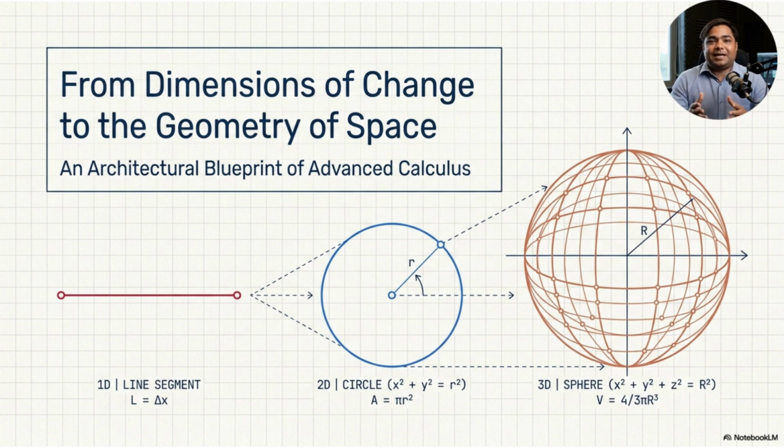Third, in three dimensions, we have a sphere. The volume of a sphere is described by the formula: volume equals 4 over 3 times pi times radius cubed. This slide gives us the big picture of the whole lecture.